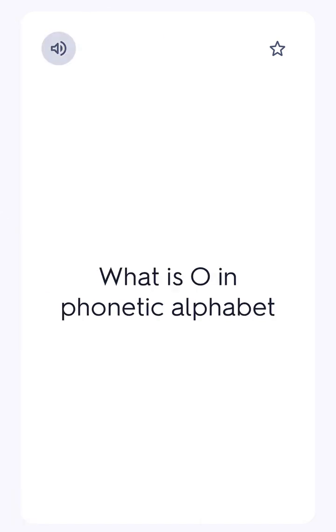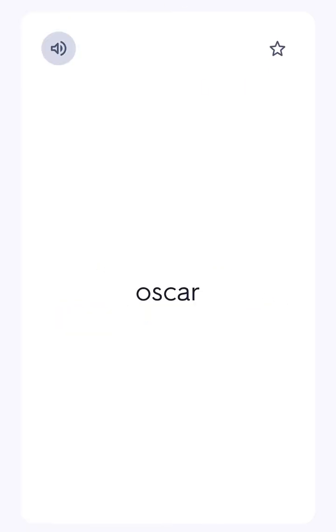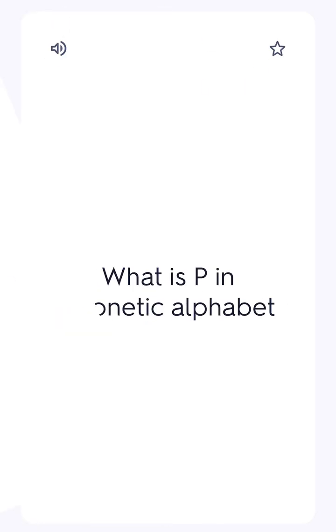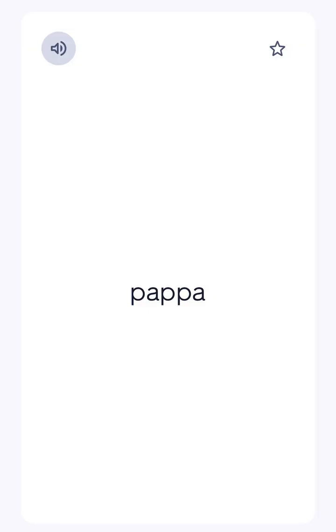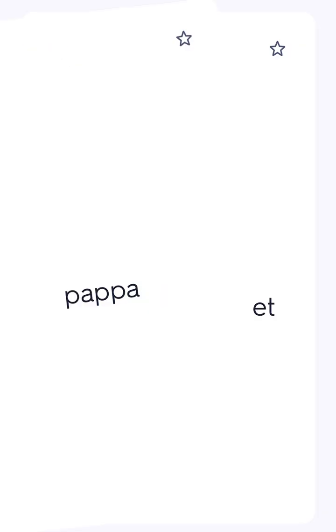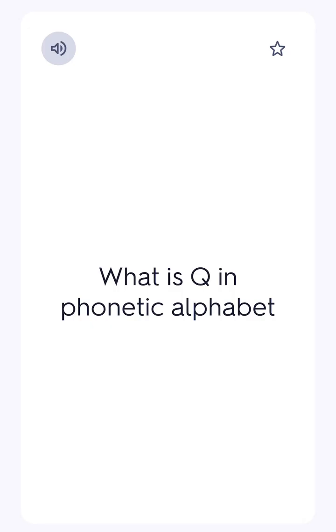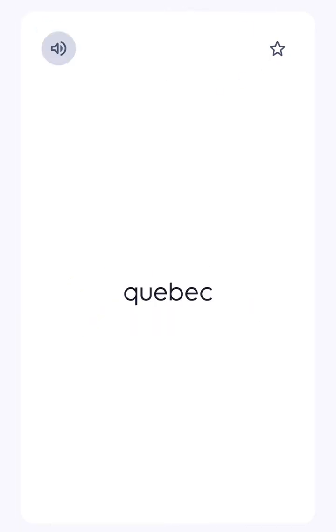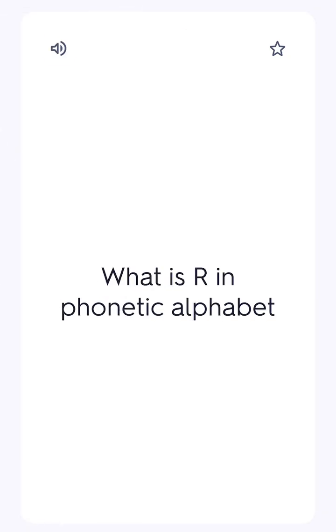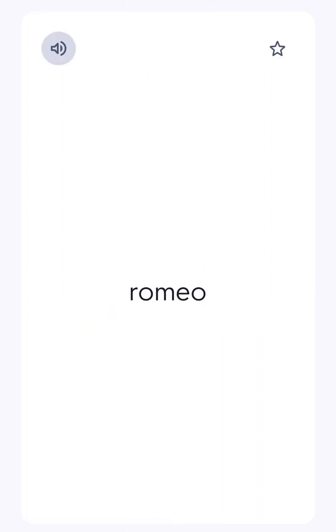What is O in phonetic alphabet? Oscar. What is P in phonetic alphabet? Papa. What is Q in phonetic alphabet? Quebec. What is R in phonetic alphabet? Romeo.